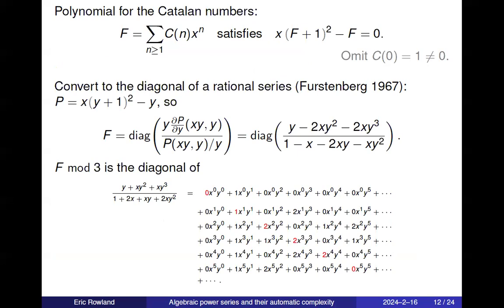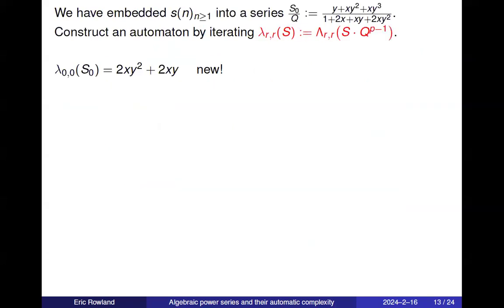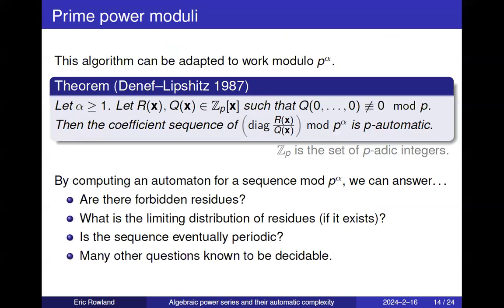But for the p-automata part, I'm a little confused. Oh, maybe it's this theorem. This theorem of Denef and Lipshitz starts with a diagonal of a rational power series and says that when you reduce it mod p to the alpha, it's p-automatic. So that's a generalization of, or something different from, the Christol result, which tells you how to get a diagonal of a rational power series. So we're using Furstenberg to turn an algebraic power series into the diagonal of a rational power series, and then we're using this result to generate the automaton.